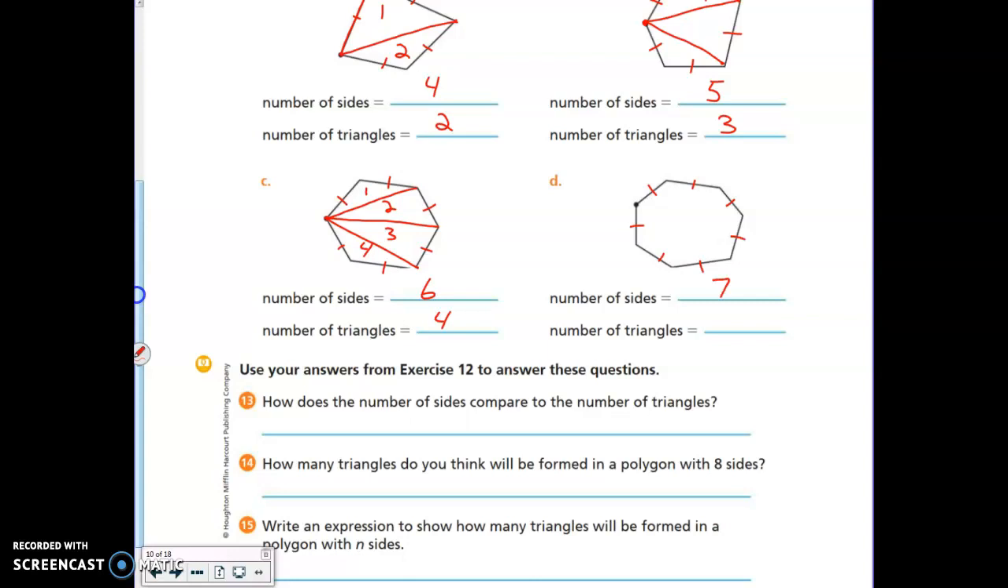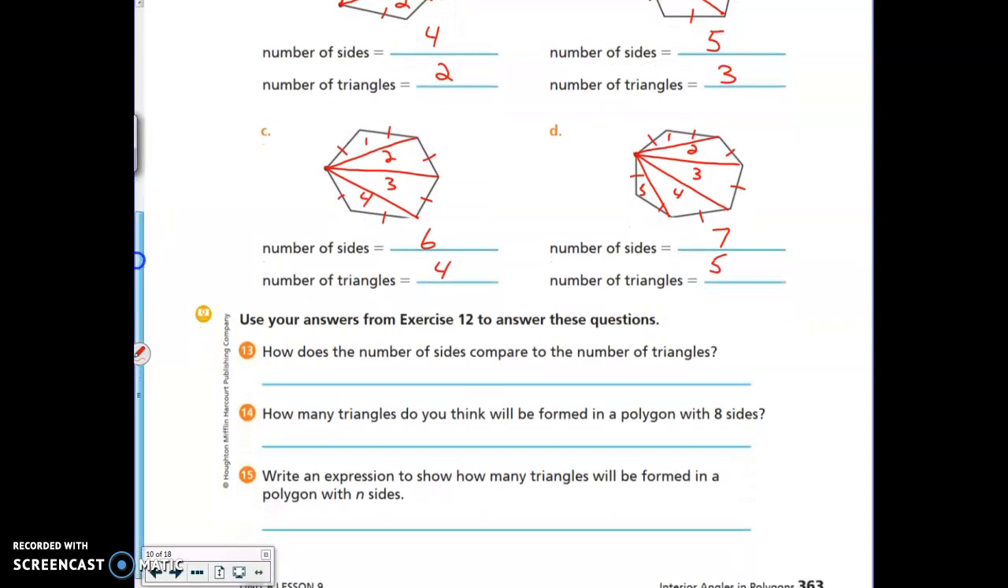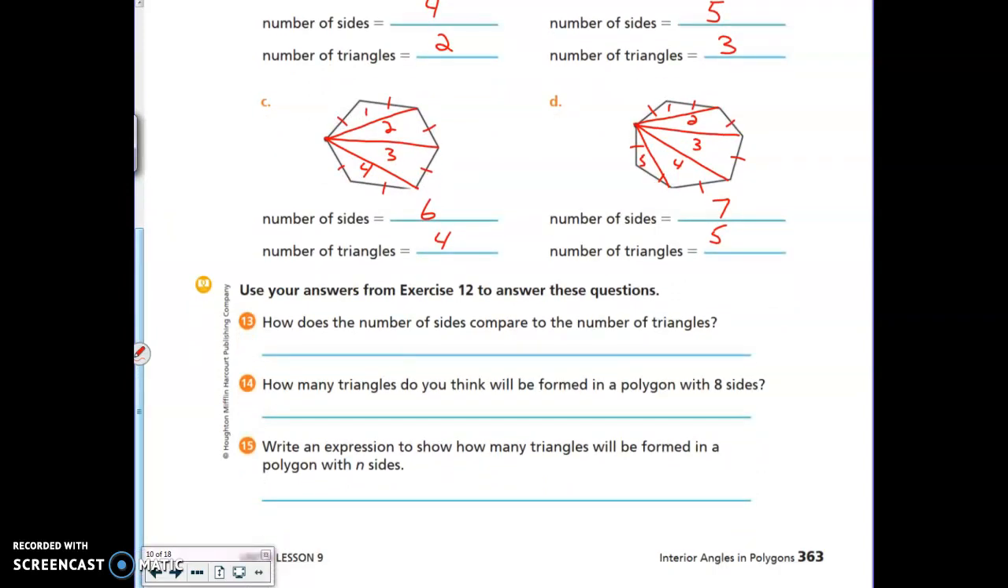And again, as I draw these diagonals going across, 1, 2, 3, and 4, but we're not counting diagonals, we're counting triangles. 1, 2, 3, 4, and 5. So again, 2 less than the number of sides. And guys, if you haven't figured it out yet at this point, that is the formula that we will use to determine how many triangles can be created inside of a polygon. The number of sides minus 2.